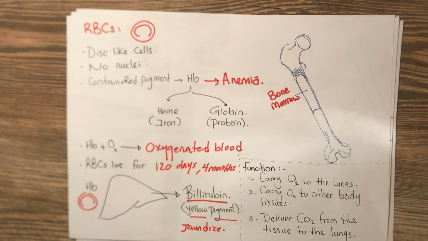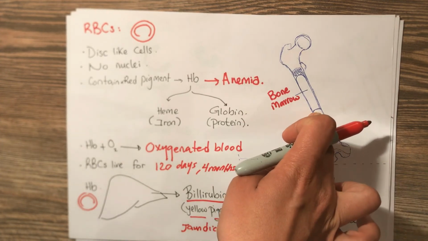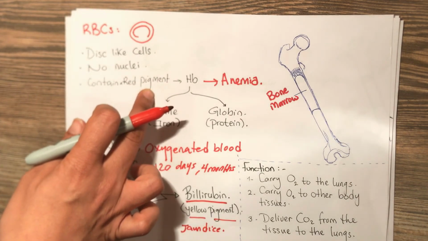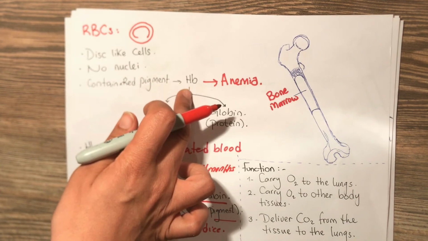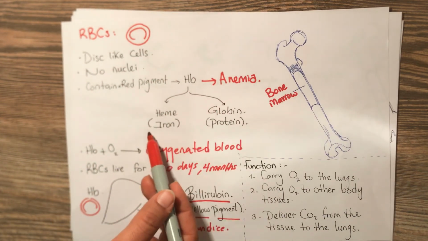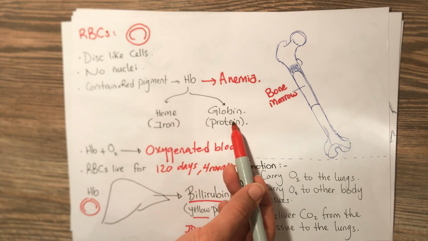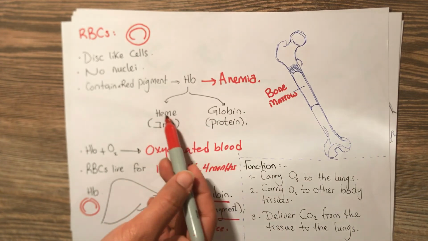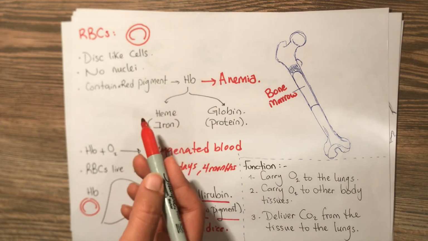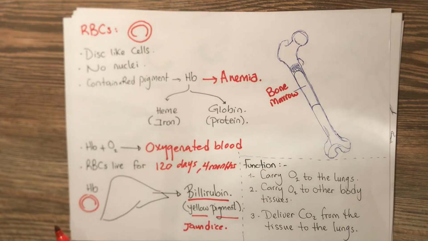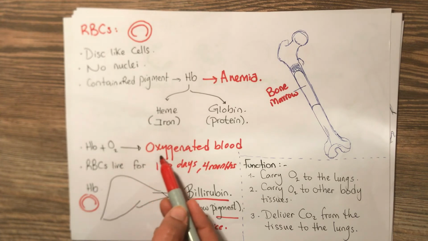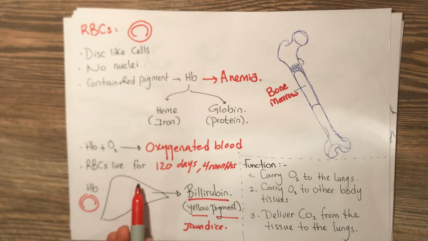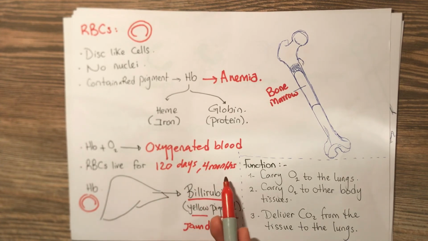Keep in mind that the RBCs are produced in the bone marrow. They're disc-like cells with no nuclei. They contain a pigment causing them to be red, which is called hemoglobin. The hemoglobin consists of the heme part, which is iron, and the globin part, which is protein. So you have to get enough iron in order to form enough RBCs to carry oxygen in your body. Hemoglobin plus oxygen gives oxygenated blood. RBCs do not live more than 120 days, or about 4 months.